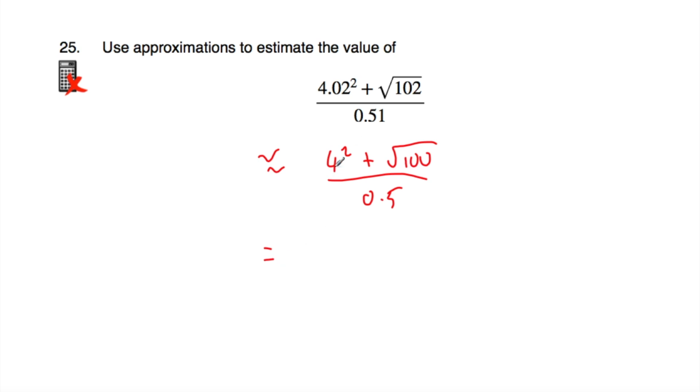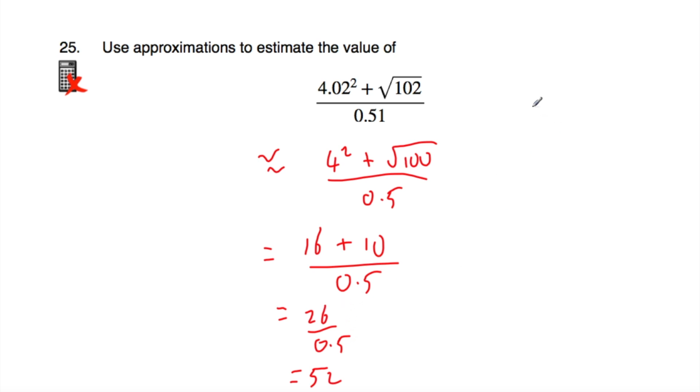So let's do that. 4 squared, well, 4 times 4 is 16. The square root of 100 is 10, because 10 times 10 is 100. And then we're going to divide that by 0.5. Okay, 16 plus 10 is equal to 26, divided by 0.5. Now, dividing by 0.5 is quite nice. You can just double it. So if we double 26, the answer will be 52. Whenever we divide by 0.5, you just double what you're dividing, because you know that twice as many halves will go into it.